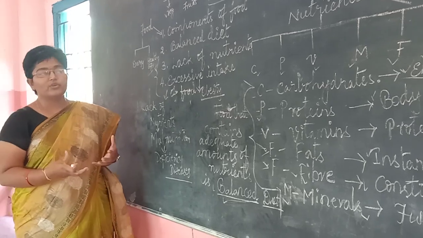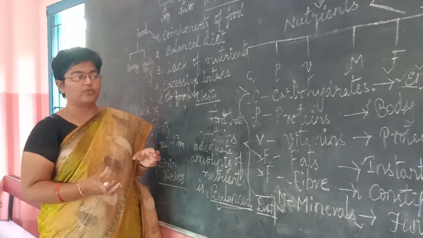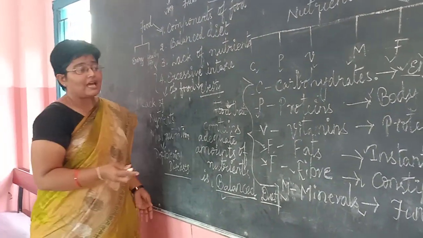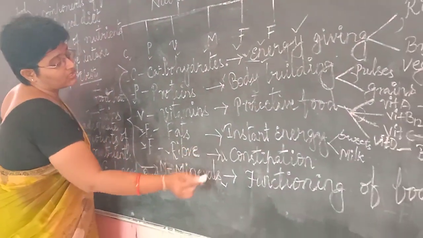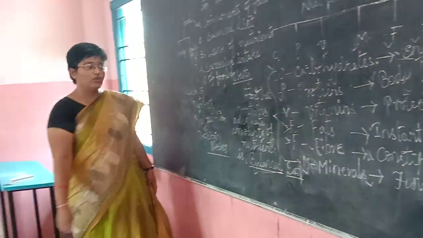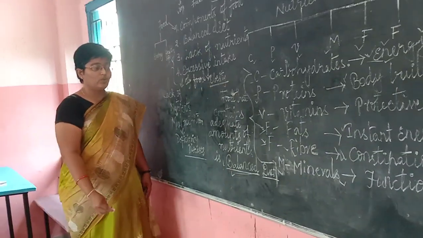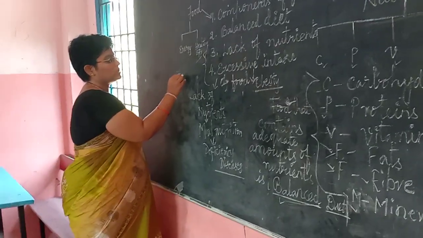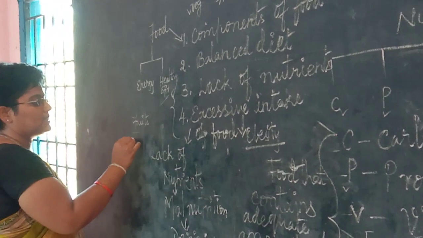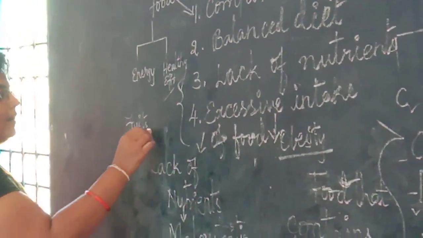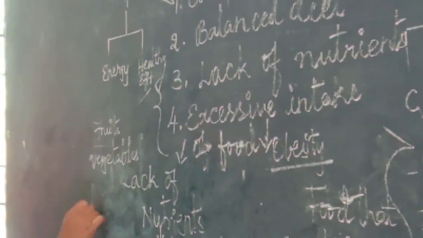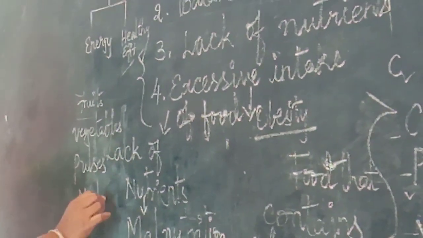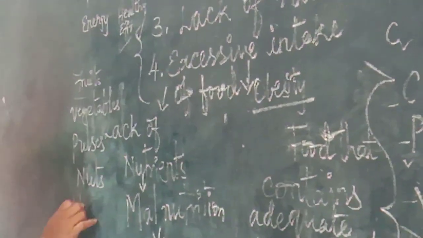The food should contain a smaller amount of carbohydrates and more fiber, so that it avoids constipation. So how can we balance our diet? We can balance our diet with fruits, vegetables, pulses, nuts, and foremost, water.